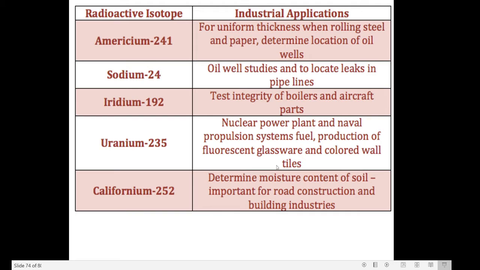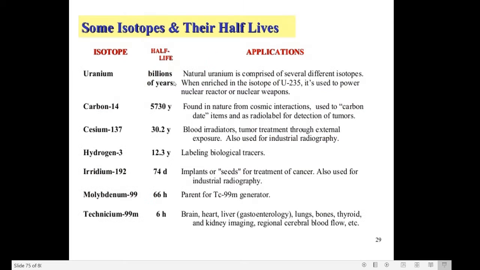Uranium is used in nuclear power plants, as you all know. Californium detects the moisture content of the soil. Americium is a very important one, and sodium 24 is also very important. These are the compounds I mentioned repeatedly.